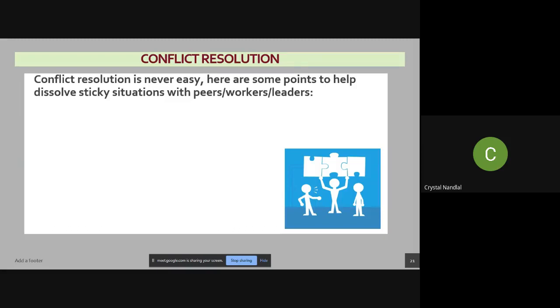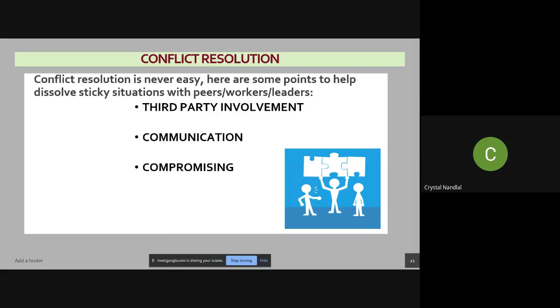So conflict resolution. Conflict resolution is never easy. Here are some points to help resolve sticky situations with peers, workers, or leaders, right? Third party involvement will help when things get really, really bad and there is no reconciling amongst the two persons. So we would need a third party to help resolve that conflict. We need to have communication, as I mentioned before, in order to resolve conflict.